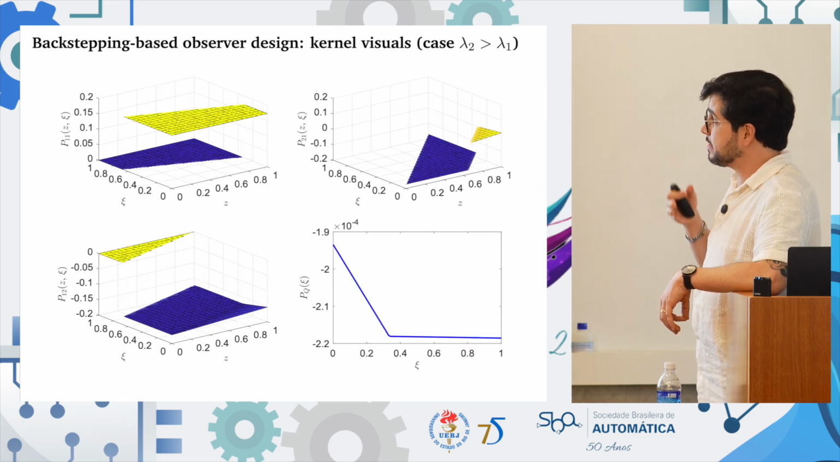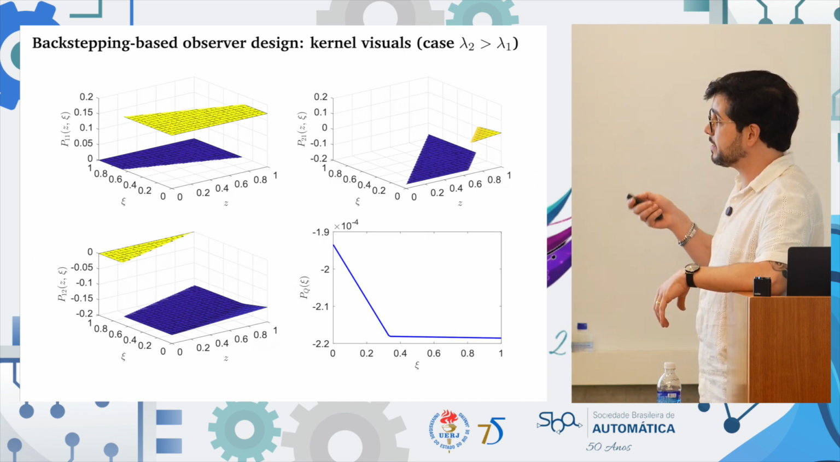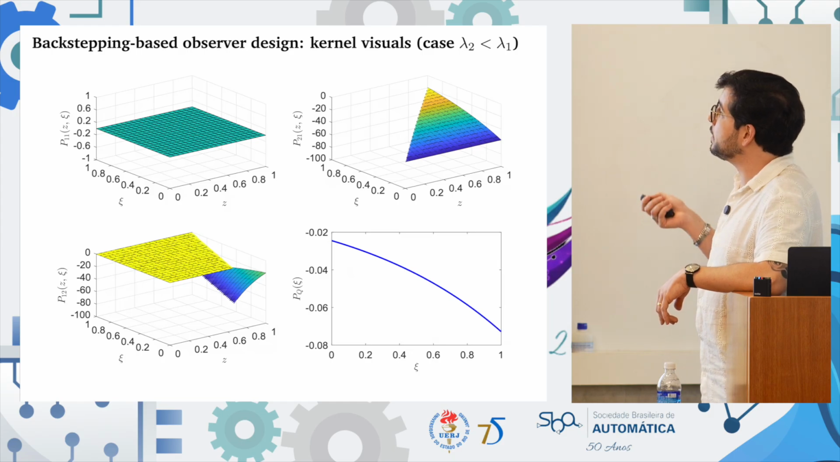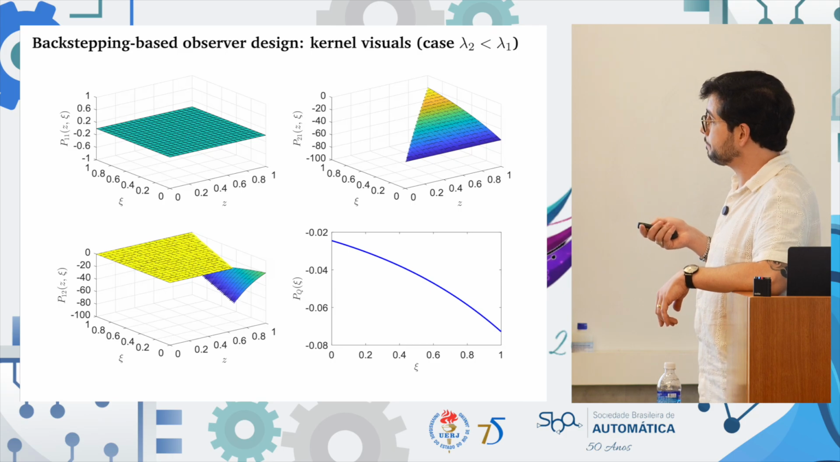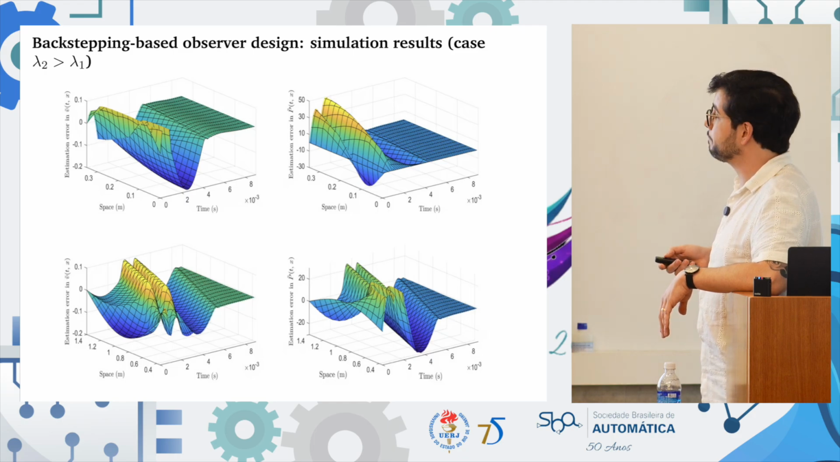So this is the visuals of the kernels. They are very similar to the other ones I showed before. They are discontinuous, and for the easier case one of the kernels is equal to 0. And then we have here the error dynamics of the system. So we have that the estimated states are converging exponentially to the real ones, so the error is going to 0 everywhere, okay?